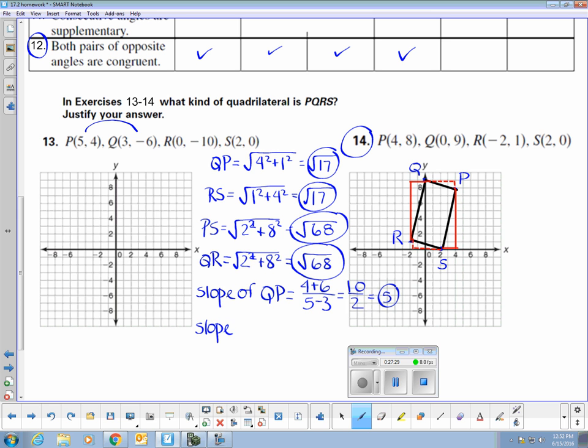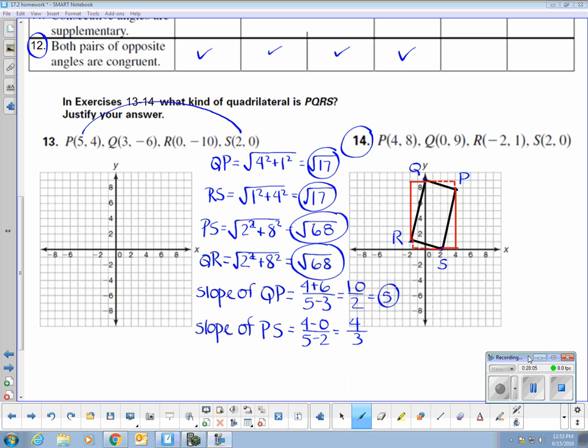We're going to go around the corner to the next side length adjacent to QP, where we're going to find the slope of segment PS. So that would be the slope between these 2 points. So let's do 4 minus 0 over 5 minus 2, which is 4 over 3. And as we can see, these are not opposite reciprocal slopes. So this is not a rectangle. It would have to be classified as a parallelogram.